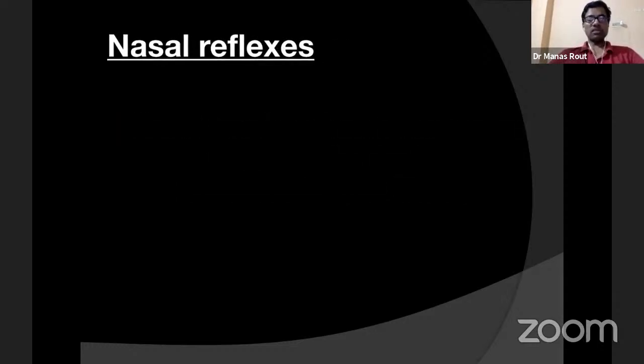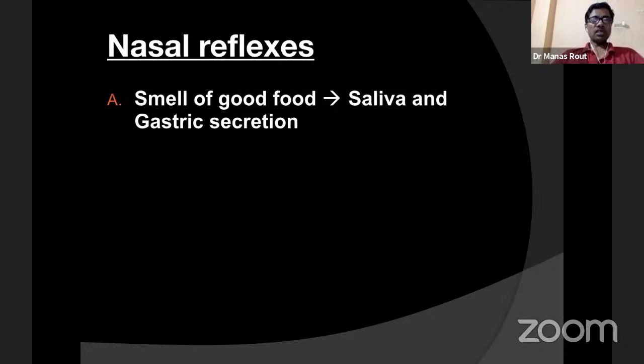So next is the nasal reflexes. Already we have discussed some of the reflexes, like sneezing is a reflex. There are some other reflexes, like at the smell of good food, saliva and gastric secretion come. This is one type of reflex. By seeing the food also sometimes it comes. By smelling the food, the saliva secretion and gastric secretion come. This is because of a reflex mechanism.